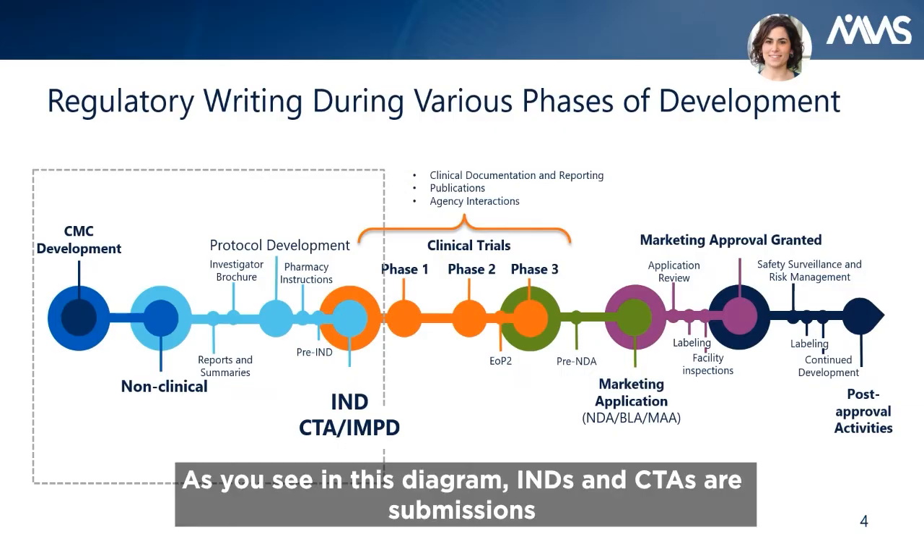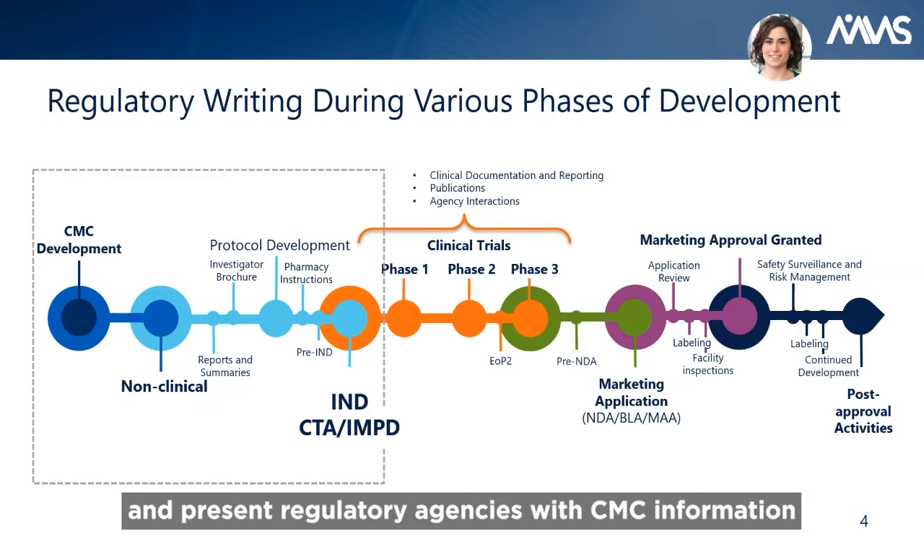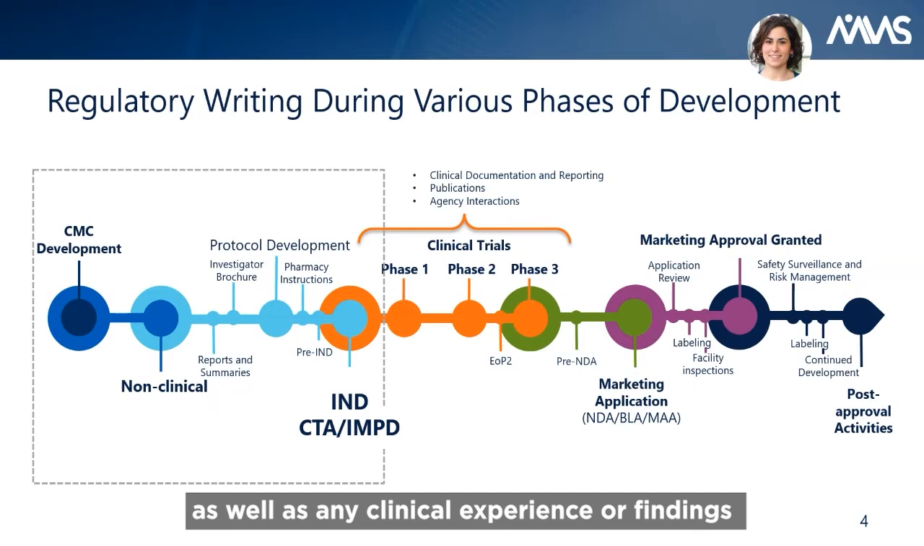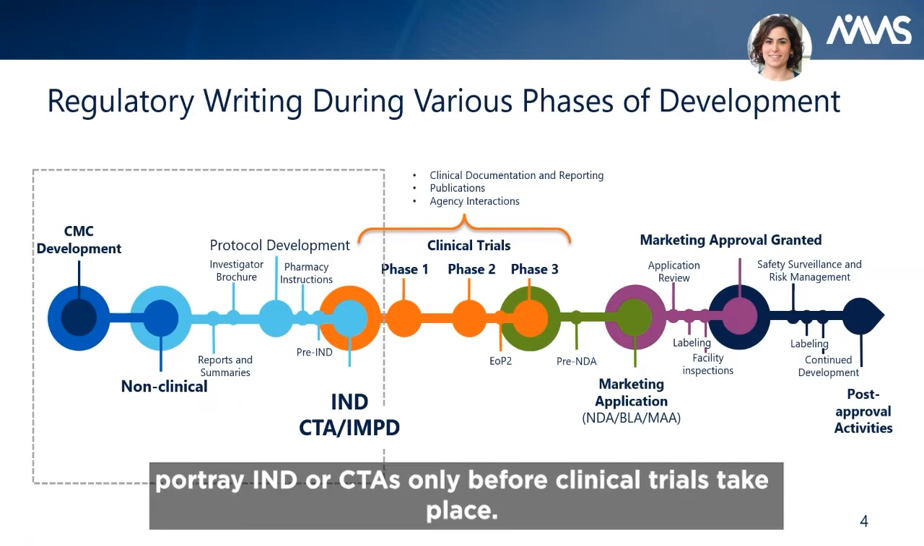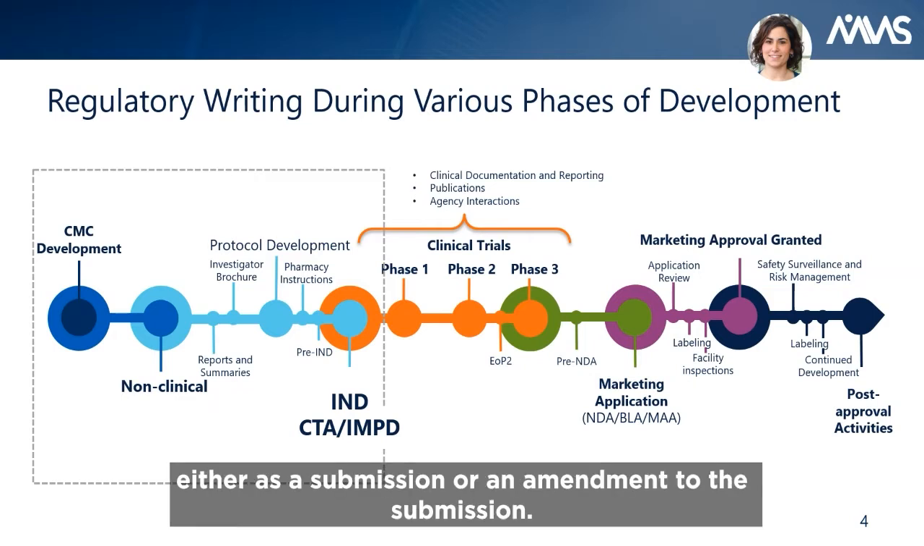As you see in this diagram, INDs and CTAs are submissions that are required before clinical trials and present regulatory agencies with CMC information and non-clinical study results, as well as any clinical experience or findings that may be available at that time. While this depiction, as well as many others, portray an IND or CTA only before clinical trials take place, you'll learn today that submissions will also occur throughout clinical development, either as original submissions or amendments to the submission.